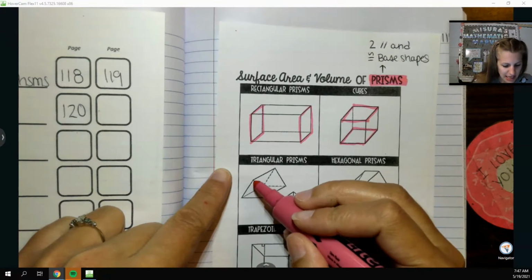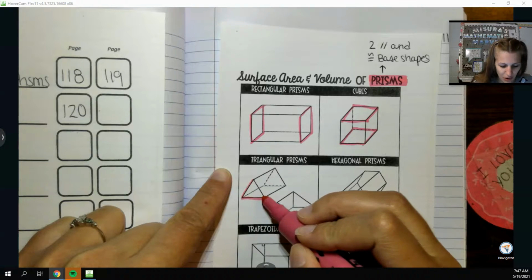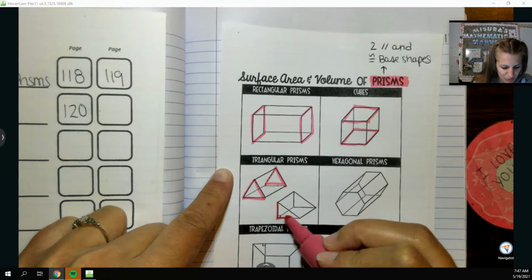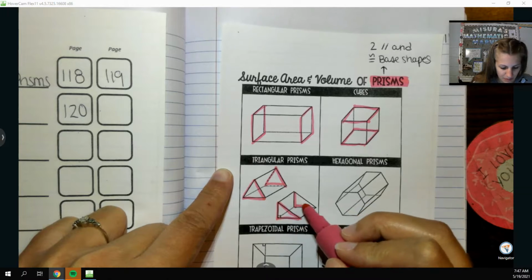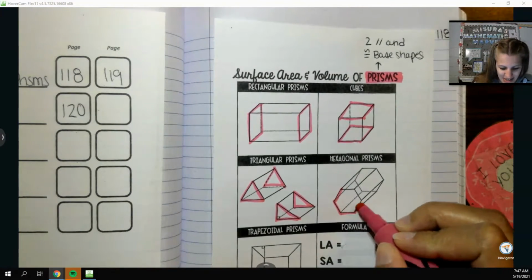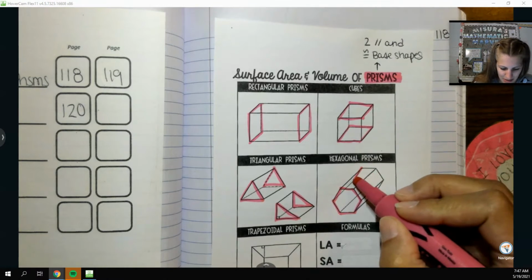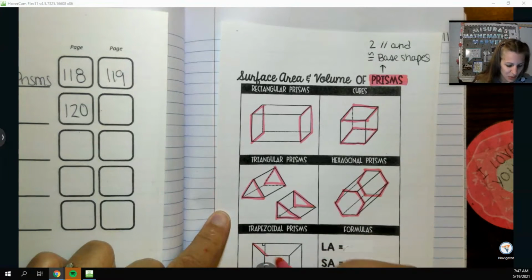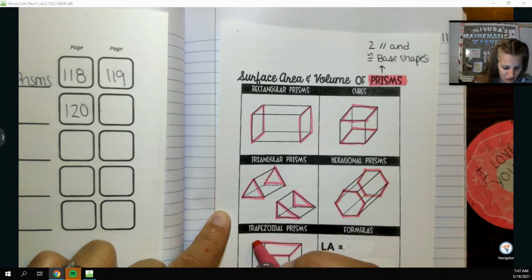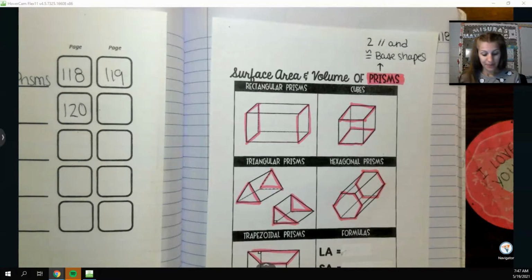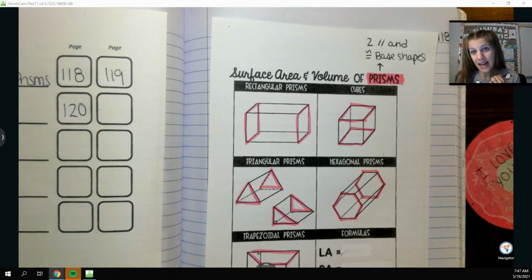If my two bases are triangles, then I have a triangular prism. Or hexagons, so a hexagonal prism, or a trapezoid, or whatever. You get the idea. Trapezoidal prism. That's fun to say, trapezoidal. So that's how I determine that I have prisms.